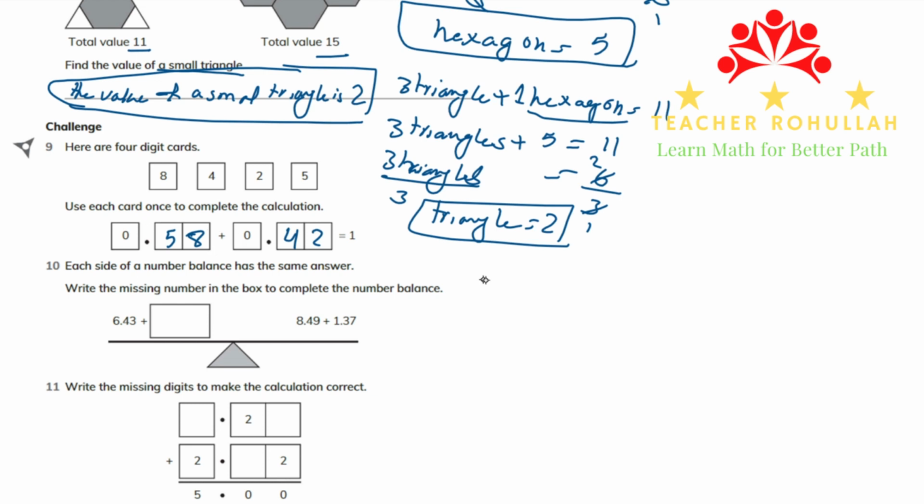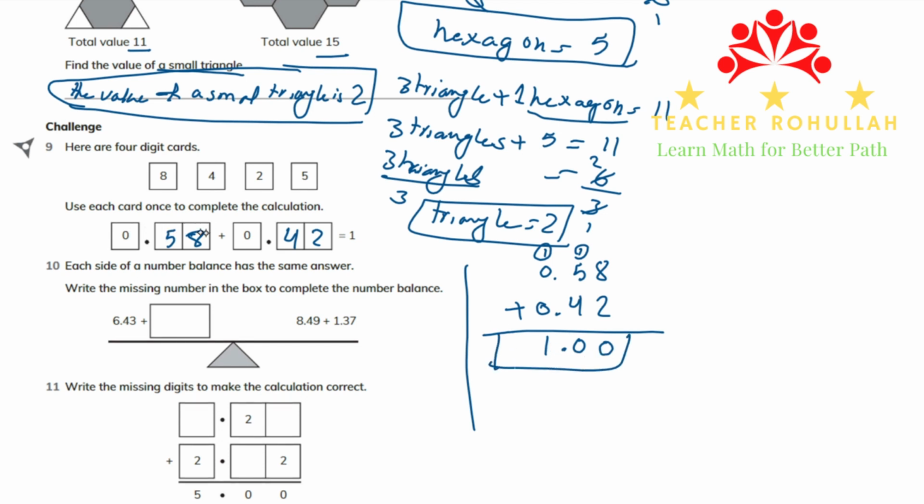If we write 4 here and 5 here, they will give us the same answer. So now the numbers that I got, I will write here to find if it gives us 1 or not. 0.58 plus 0.42. 8 plus 2 is 10. We write 0 here and 1 carried above the tens place. 5 plus 4 is 9. 9 plus 1 is 10. Again, we write 0 here and 1 above the ones place. We bring down the decimal point. 1 plus 0 will be equal to 1. We see that we got 1 as the answer. So the numbers are arranged the right way. Well, we are done with question 9.